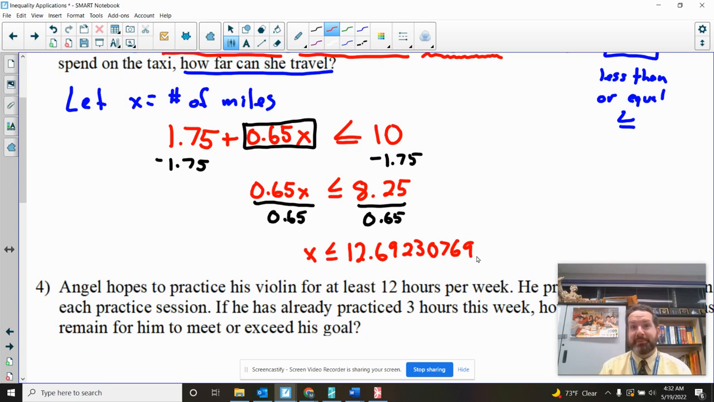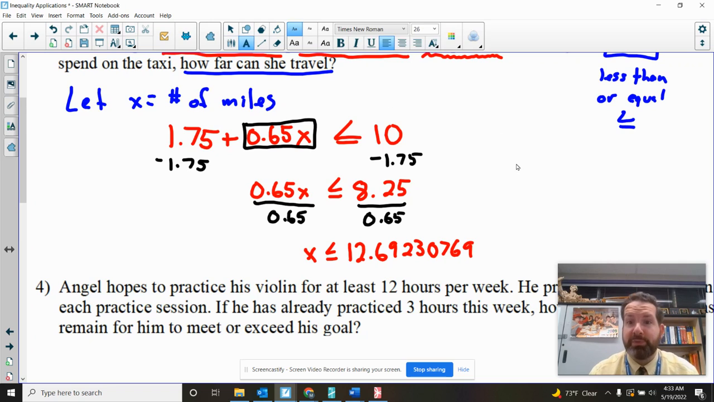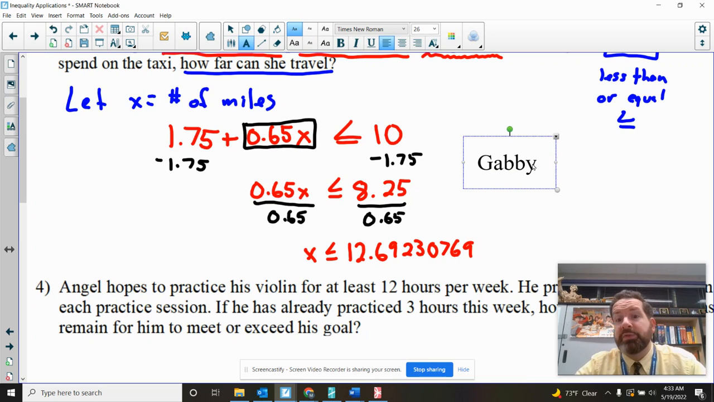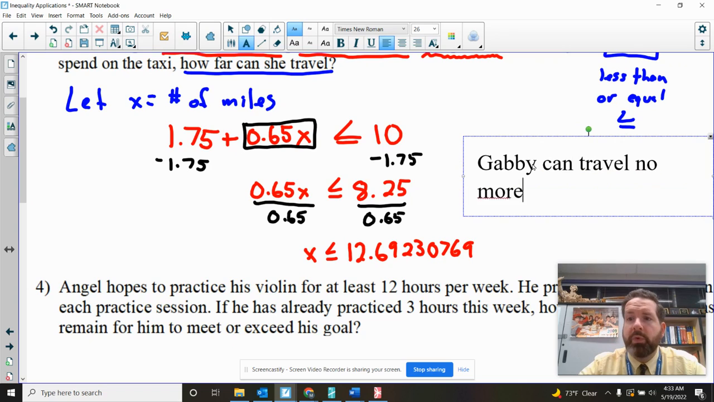Now we need to do the last part, answer in context. We need to turn this back into words. The question started with words. That means our answer should be in words. I'm going to type it, try and make it a little neater. So it's about Gabby. And for those $10, she can travel no more than, or at most, or less than or equal to. There's several different ways you can word this.